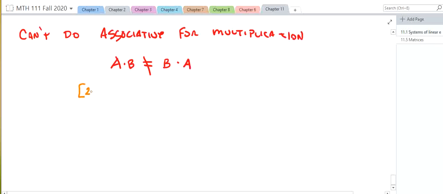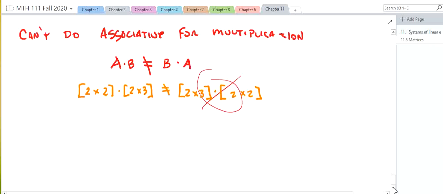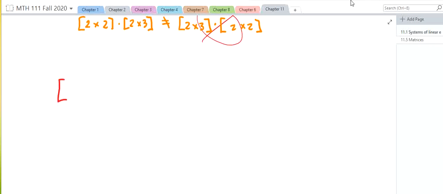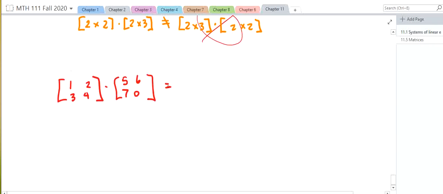You can think about it like this, maybe. You have a 2 by 2, and you multiply it by, say, a 2 by 3. That looks legal there. But notice it does not work if you reverse it. A 2 by 3 times a 2 by 2 is not allowed. You can't do this. Even if the matrices are the same size, say you have this multiplication going on, well, it does not equal this.